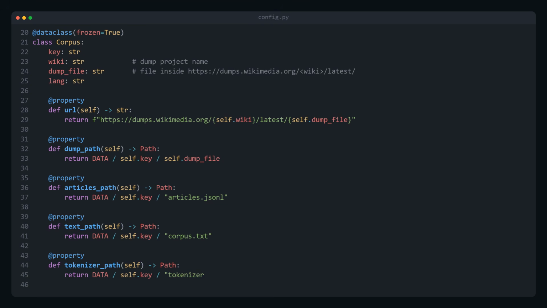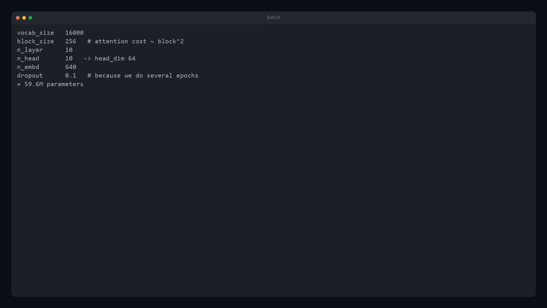Depth 10 and width 640 give 59.6 million parameters. The width must divide by the number of heads. Otherwise, the channels cannot be split across heads. A learning rate of 6 × 10 to the -4 is a standard working point at this scale. And the most important rule, which I suggest you remember. Model size should be chosen to match the amount of data, not the size of your GPU. We have little data relative to the card's power, and we will see that on the curve very clearly.